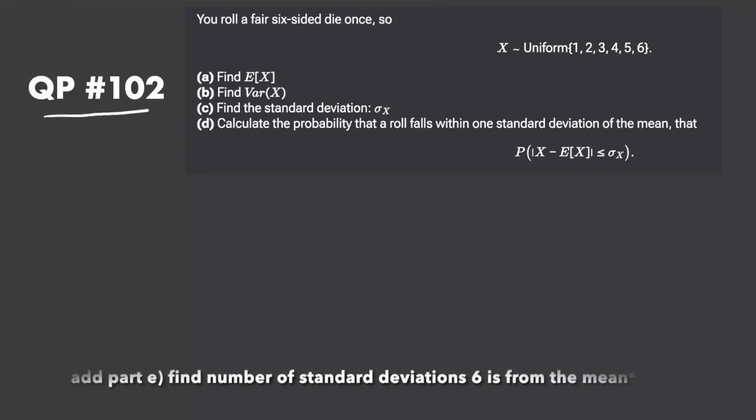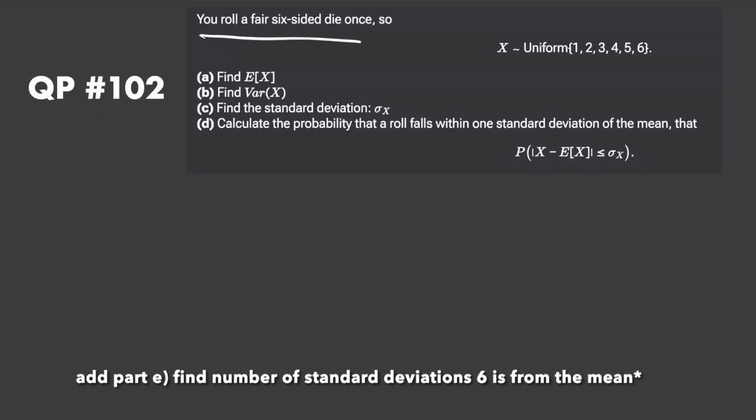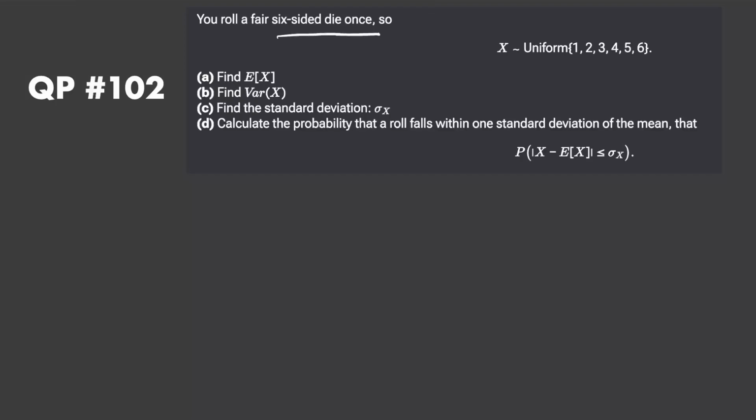Hello everyone, today let's just take a look at QP102. We're just going to be looking at the discrete uniform distribution here. So we're just rolling a fair six-sided die one time, so this is as basic as it gets. Let's find the average or expected value of x first.